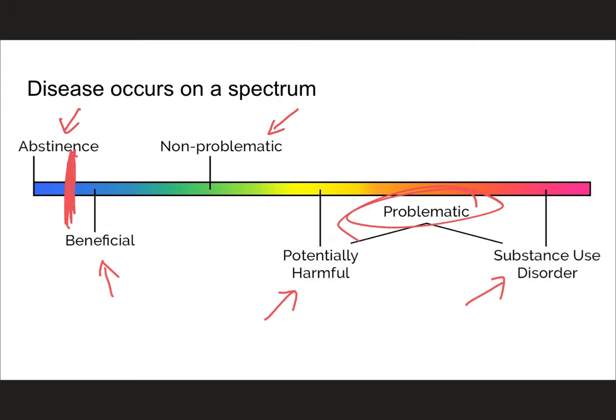In public health, we try to stop things along the way, right? If you're not using drugs, we don't want you to start. If you are using them for medication, we don't want it to get into the non-problematic use. If you're non-problematic, we don't want it to get into the harmful. If it gets into the harmful, we don't want it to be a substance use disorder. If you're in the substance use disorder, we want to drive you in the opposite direction, right? And we also want to drive you in the opposite direction along the other ways.